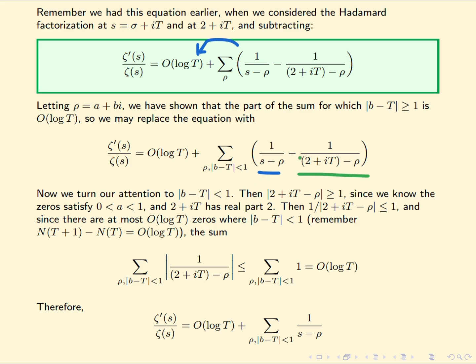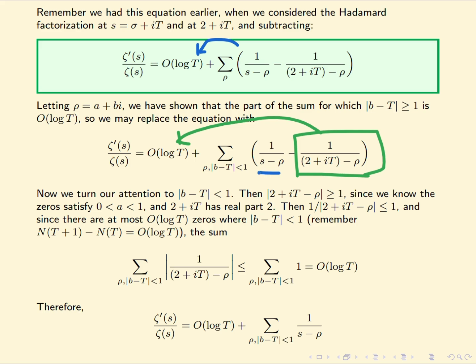So therefore I'm saying that this entire green sum looks like this. This whole thing is less than or equal to 1 in the absolute value. But then the number of these zeros is O of log of t. So something that's O of log of t times 1 is just O of log of t. Okay, so even this sum, we took this green section and said the sum over that is O of log of t. So I'm going to absorb that into the log of t as well.